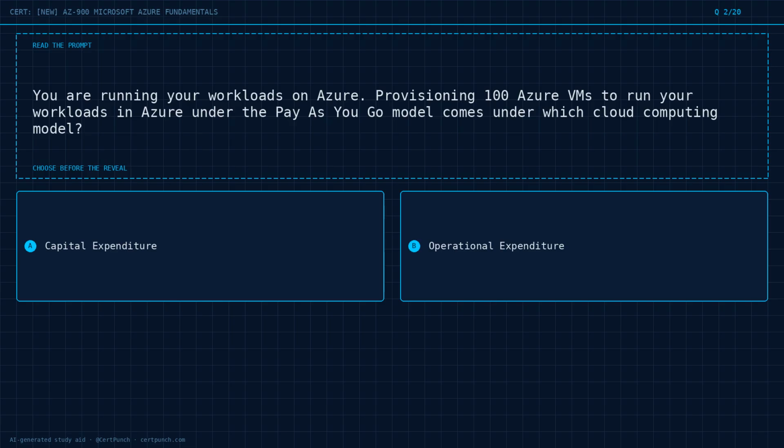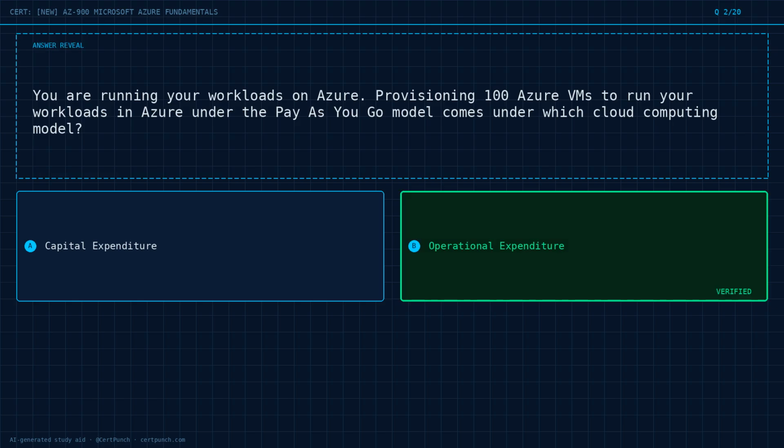Question 2 of 20. You are running your workloads on Azure. Provisioning 100 Azure VMs to run your workloads in Azure under the pay-as-you-go model comes under which cloud computing model? Option A, capital expenditure. Option B, operational expenditure. Choose the best answer before the reveal. Commit to it now.